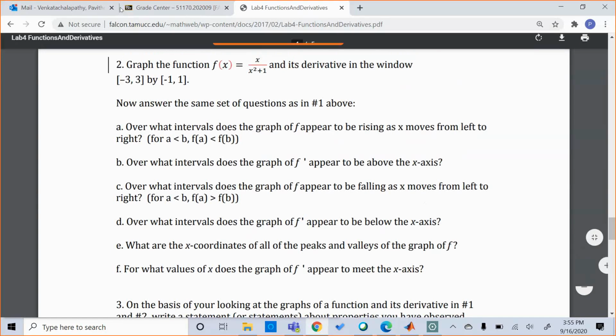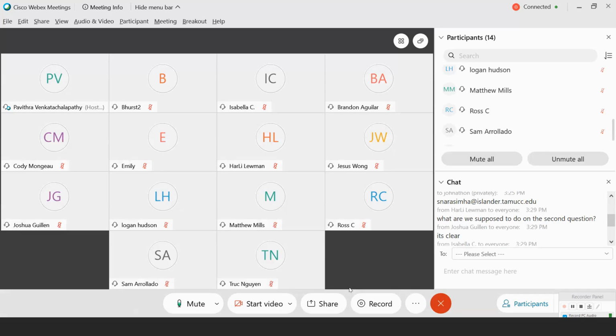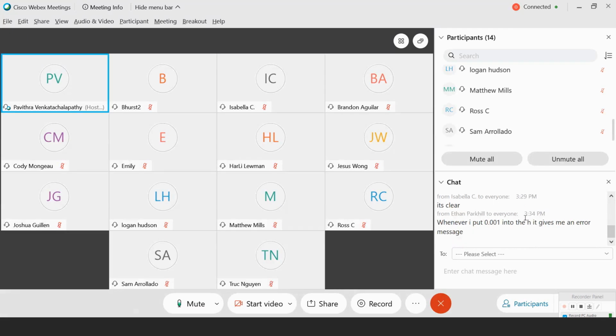Let me stop sharing. Okay. So this is your lab 4. It's very easy. It's just a graph and you just have to visualize and see. You have to mention the intervals properly. Got it? So, yeah, I can take questions on lab 3 now.